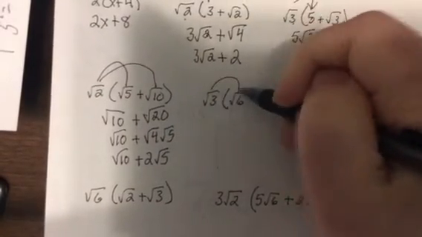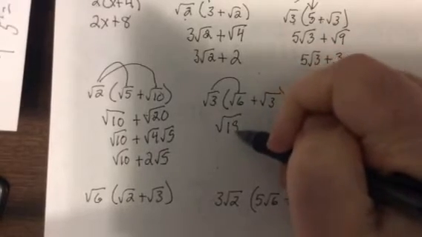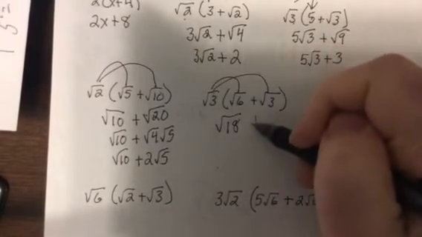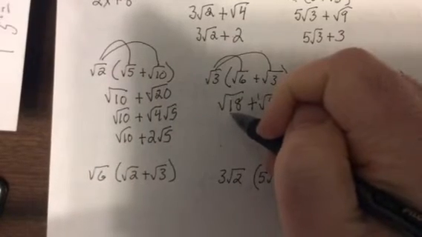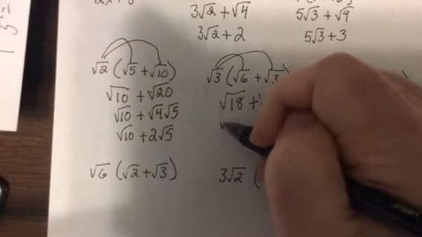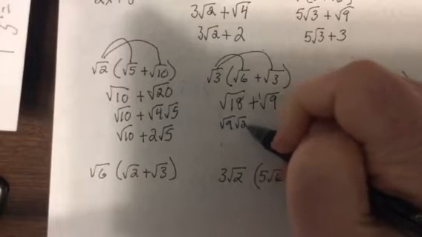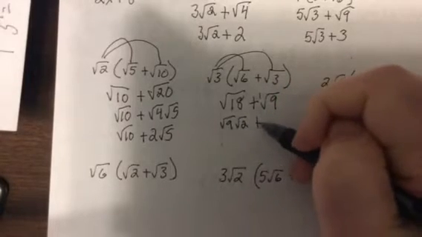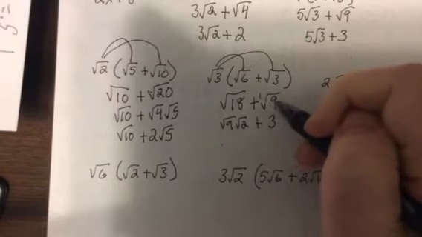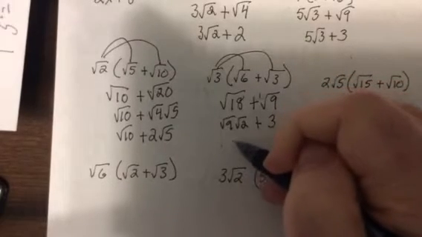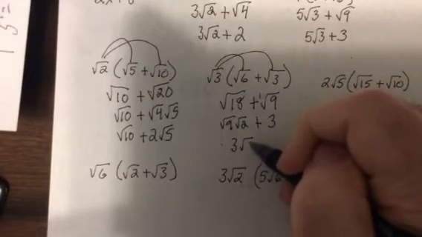So, yowzer, square root of 18. Yowzer, square root of 9. Now 18 is 9 times 2, so it'd be square root of 9, square root of 2. And square root of 9 is 3, because 3 times 3 is 9. 2 of the same thing. Square root of 9 is 3.